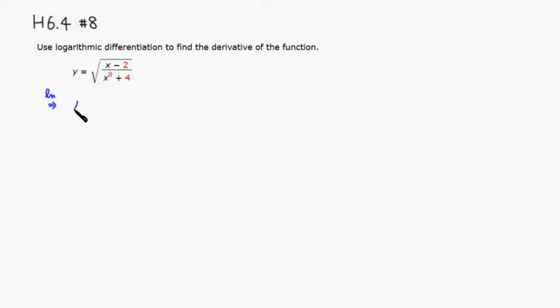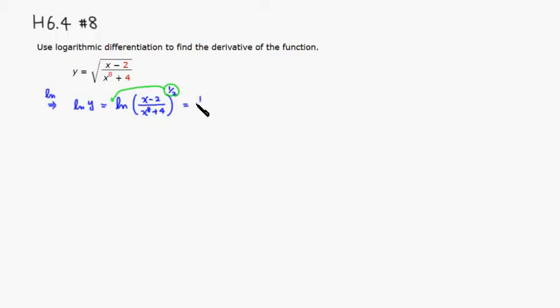So you're going to get the natural log of y is equal to the natural log of, and I don't like the square root, so I'm going to write it as a 1/2 power. So we have x minus 2 over x to the 8th power plus 4, then you have the 1/2 power. Then you can see that if you have a power here, using one of the log properties, we can put it in front of the log.